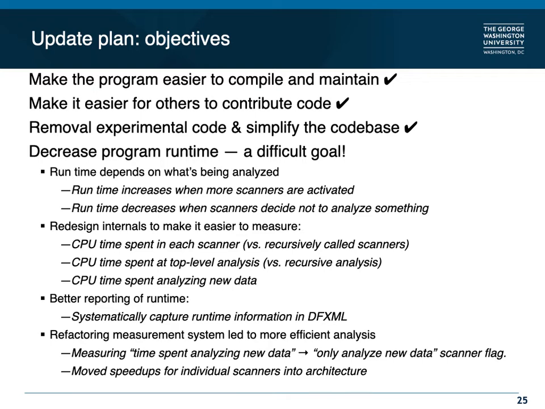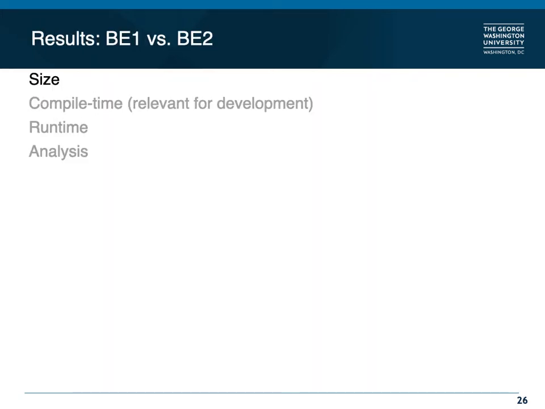For the end users, one of their primary concerns is runtime. So we wanted to decrease all of the runtimes on the same hardware. We wanted to make it faster to develop. We wanted to make the program use the CPU more efficiently. We wanted to make it use all the cores. And we wanted to add instrumentation internally so that we could understand what was taking up all the time and optimize it. So in this part of my talk, I'm going to see how well we did. I'm going to compare Bulk Extractor version 1 and version 2.